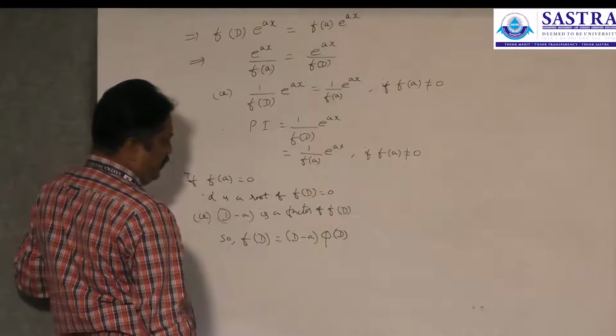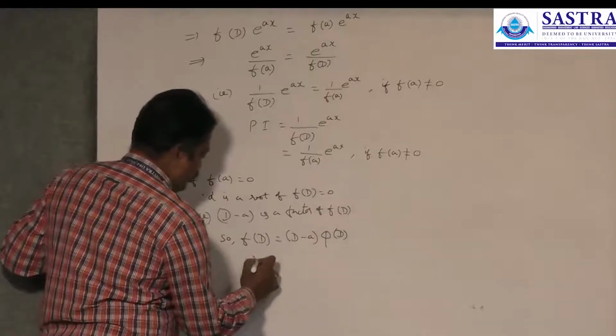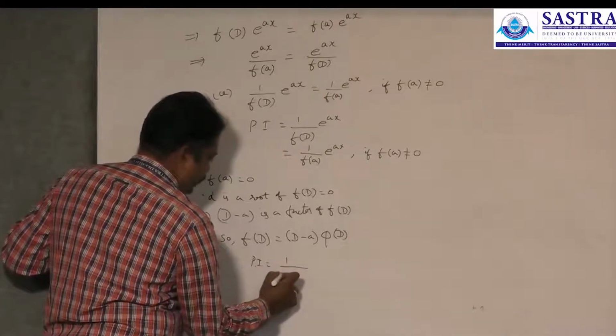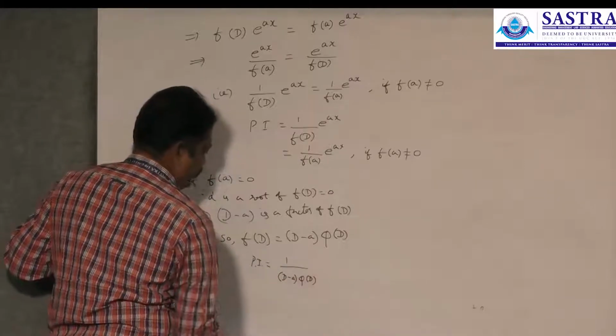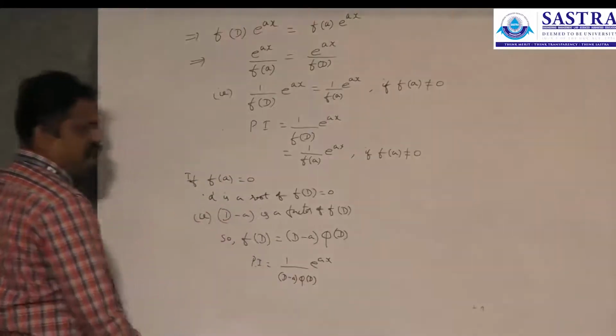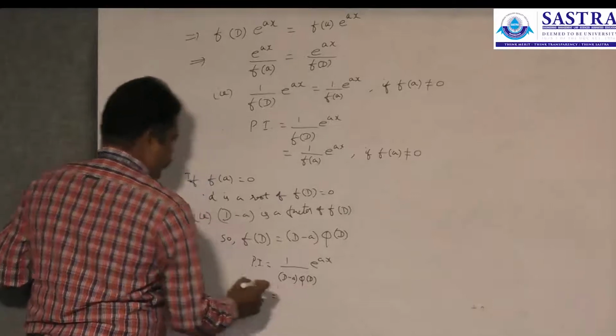D minus a into phi of d. So particular integral is equal to 1 by d minus a into phi of d e power ax. Let me repeat.